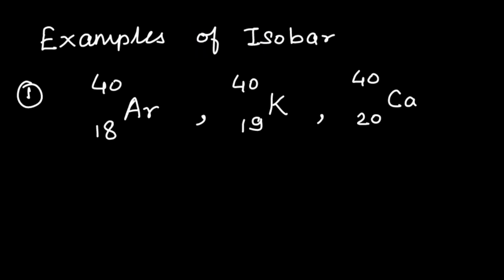For example, 18Ar40, 19K40 and 20Ca40. These are the isobars. Here we can see the mass number, that is 40, is common in all 3 elements, but the number of protons is 18 in argon, 19 in potassium and 20 in calcium. Due to the different atomic numbers, they are different elements.